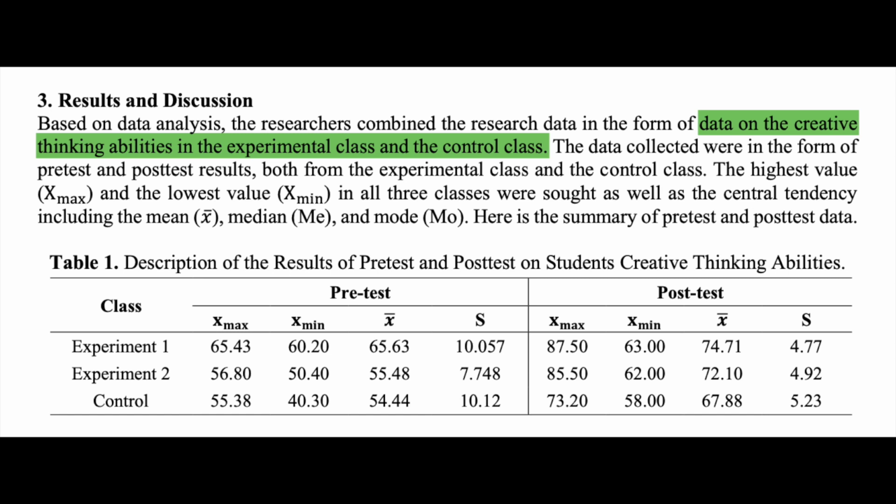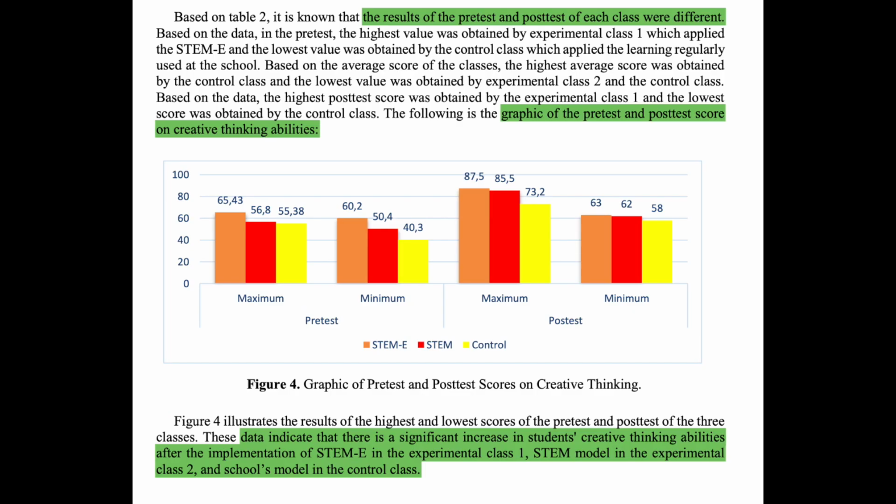As I read further, the authors claim that the pretest and post-test of each class were different, as shown in the bar graph in figure 4. In reading the bar graph, you will notice that the control, which is in yellow, is lower than the other bars, so they are demonstrating that the regular STEM class and the STEM-E ethnomathematics class are superior to the control results.